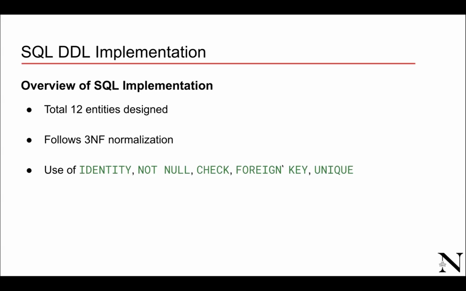Throughout our DDL, we applied important SQL constraints such as identity for auto-incrementing primary keys, not null to ensure required fields are not left empty, check constraints for business rules, foreign key constraints to maintain referential integrity, and unique constraints for one-to-one relationships. These constraints help us enforce both data correctness and real-world business logic directly at the database level.